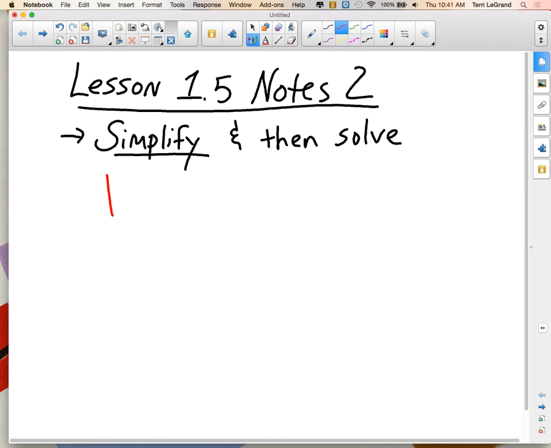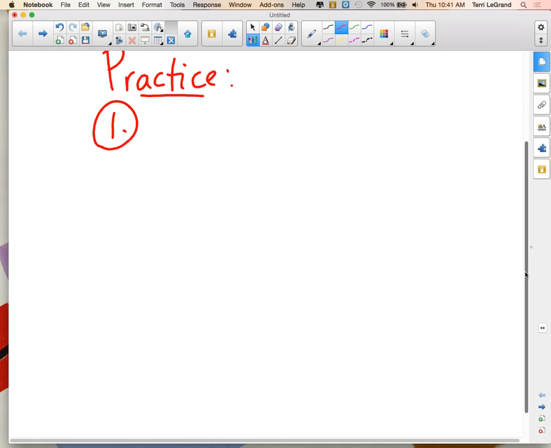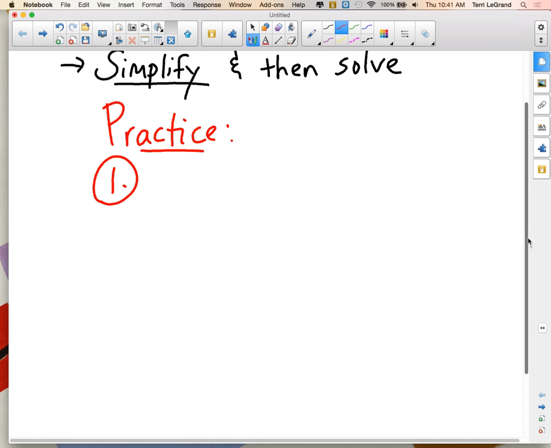So let's do some practice here. Number 1, our first practice problem. I want you to write down the following equation carefully. 10m minus 12 plus 2m, that's all on one side. And on the other side is Lone Ranger 6m.